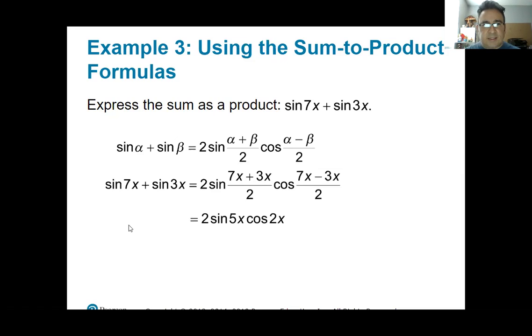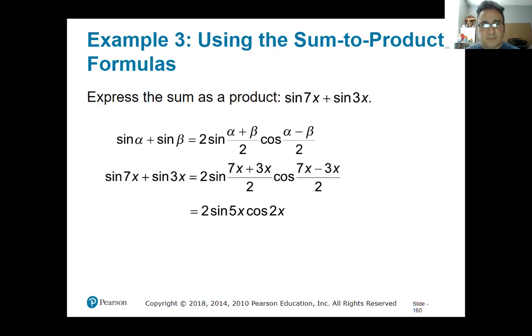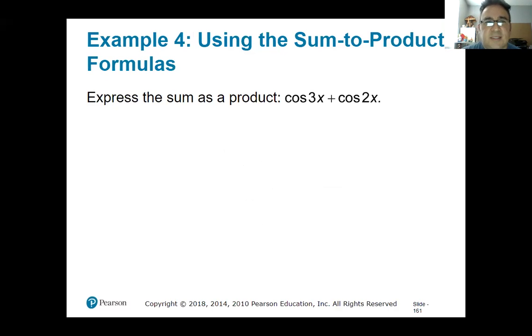And next, we have: express the sum as a product. Cosine of 3x plus cosine of 2x. So what formula are we going to need? Cosine A plus cosine B. Very good, Giselle. Cosine alpha plus cosine beta.